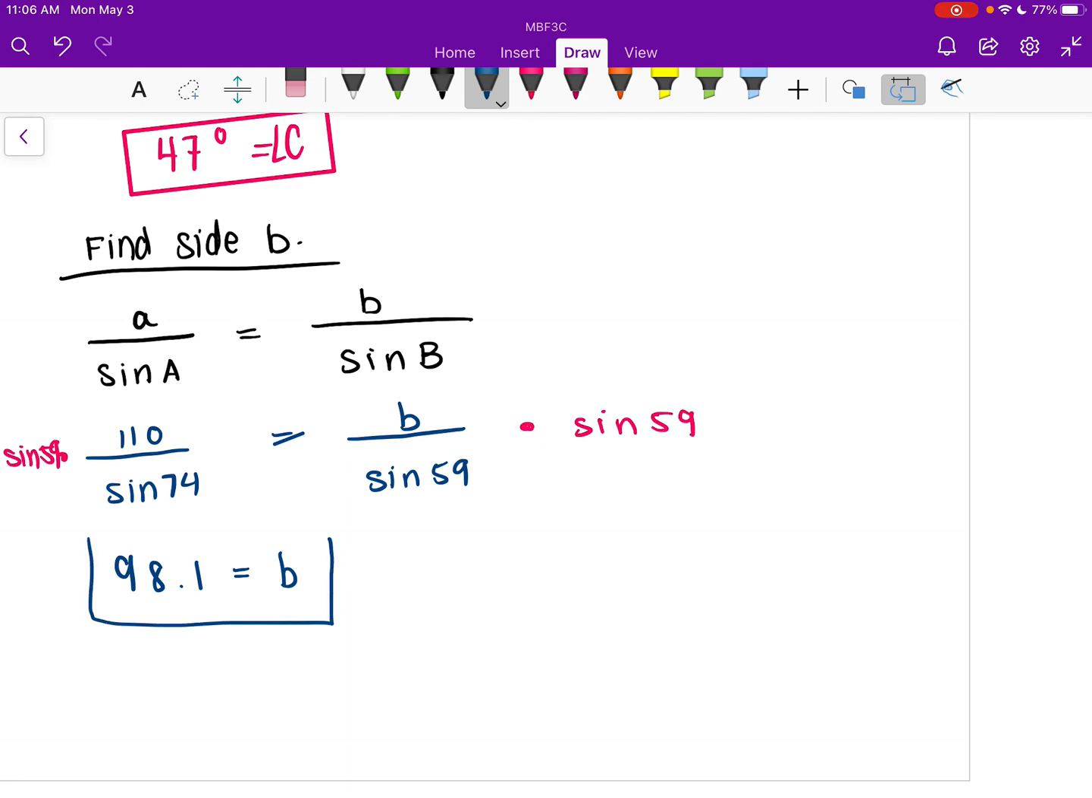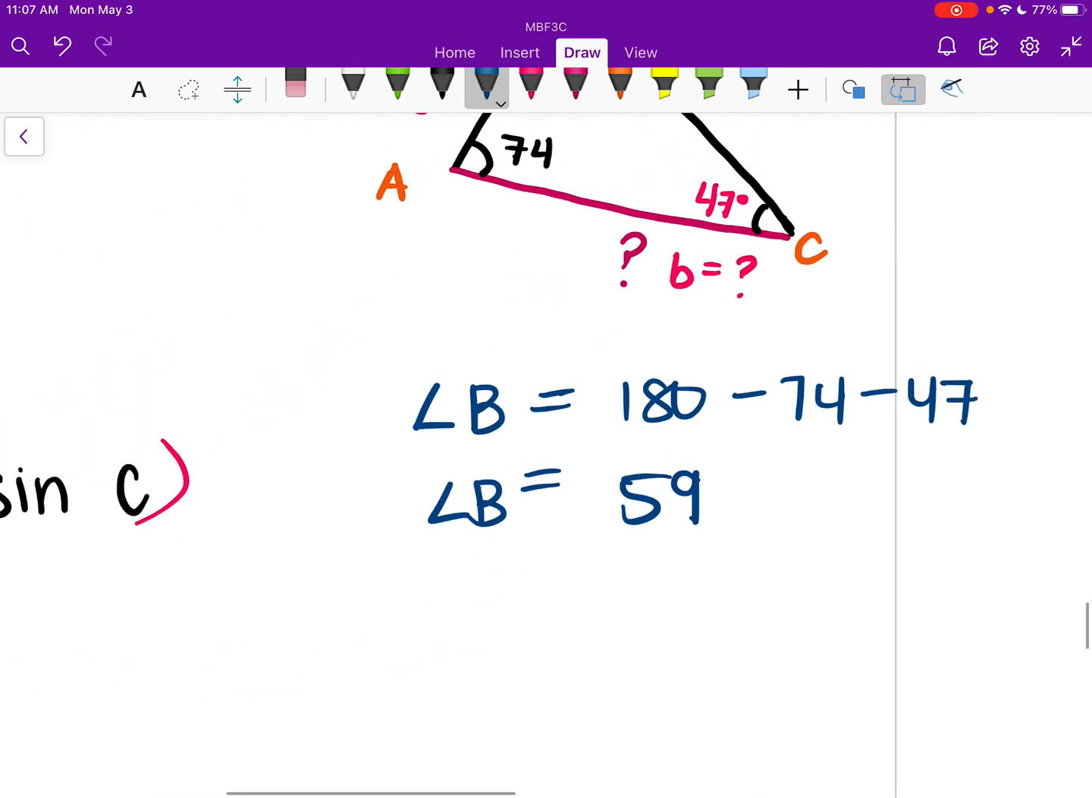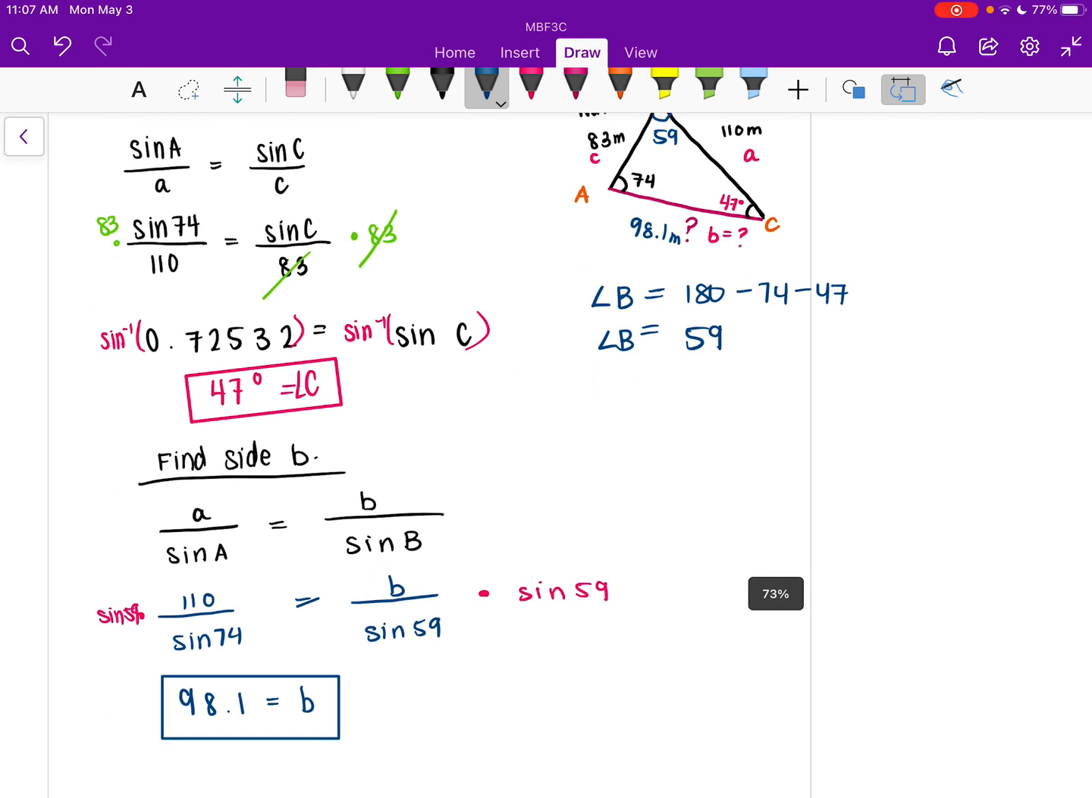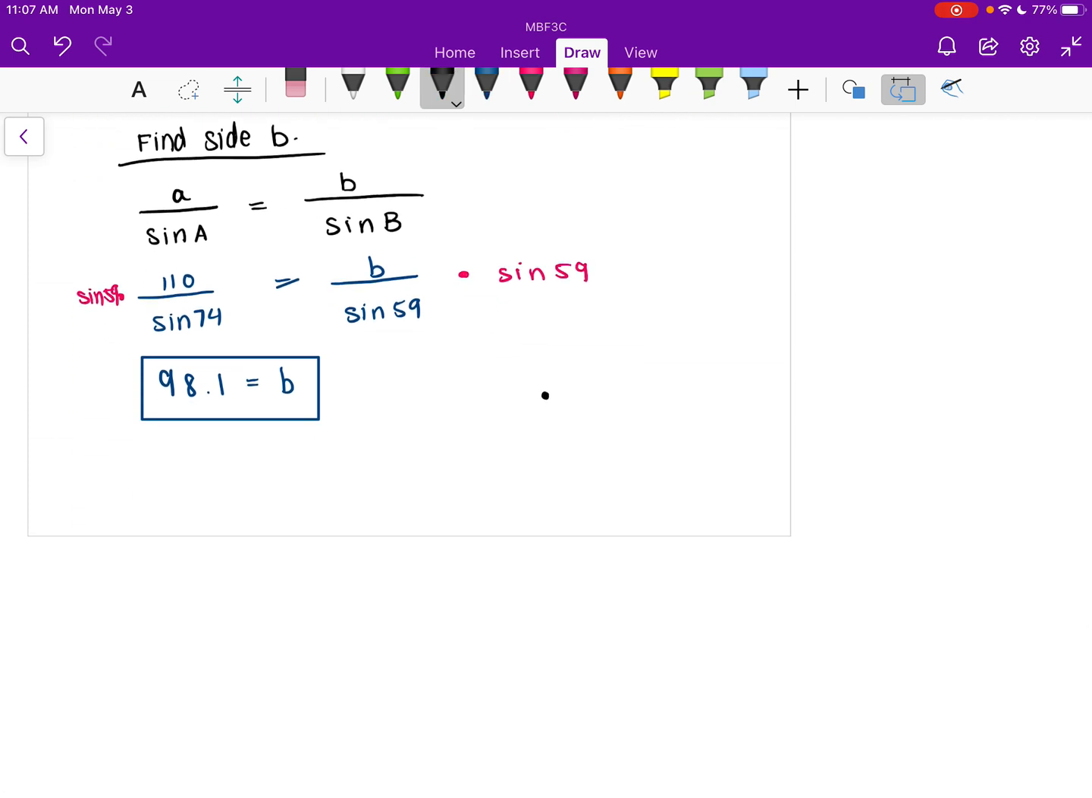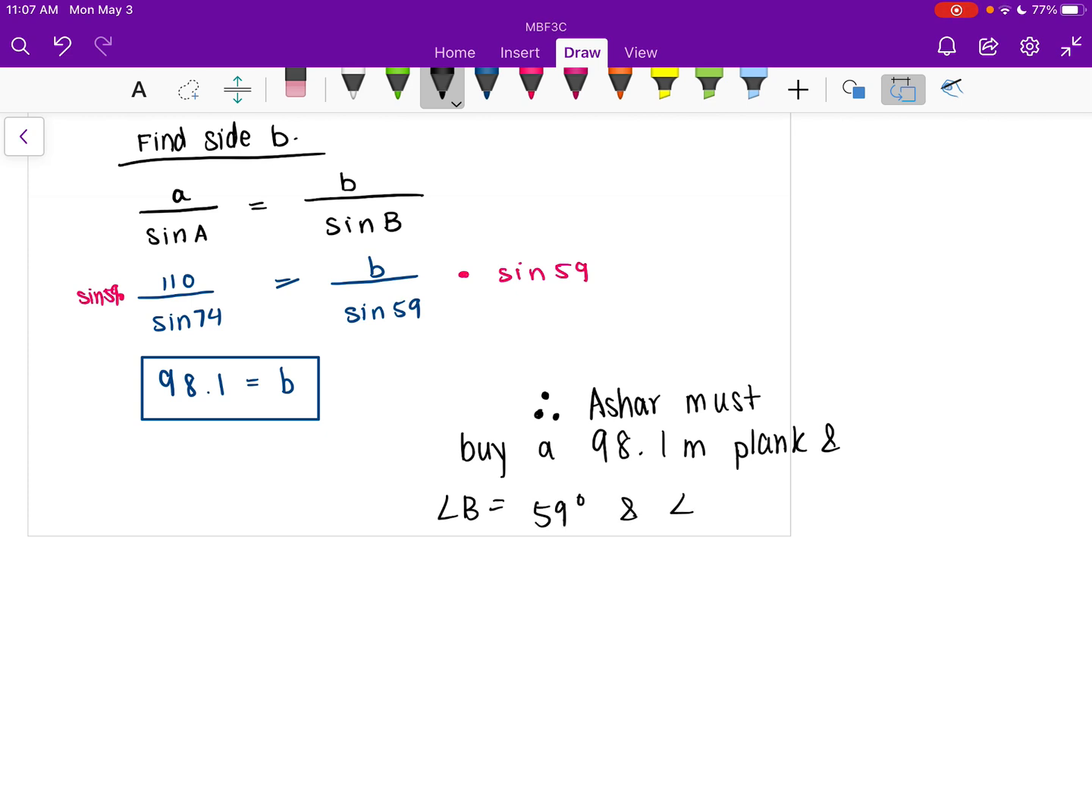So I know that side B over here is going to be 98.1 meters. So obviously going to write my therefore statement. Therefore, Asher must buy a 98.1 meter plank, and angle B is equal to 59 degrees, and angle C is equal to 47 degrees. And that will be your statement.